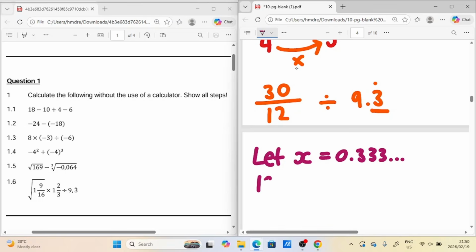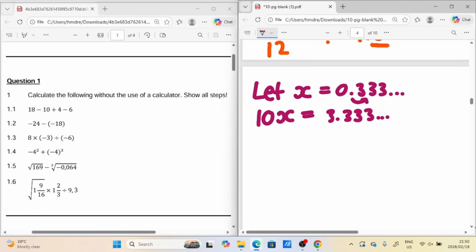Then that means 10x is 10 times that. If we shift the decimal like that, it's going to be 3.33 recurring. Then we say 10x take away x is going to be 3.333 take away 0.333.